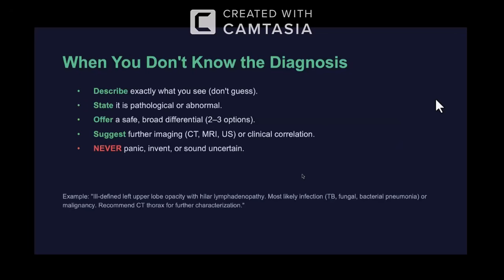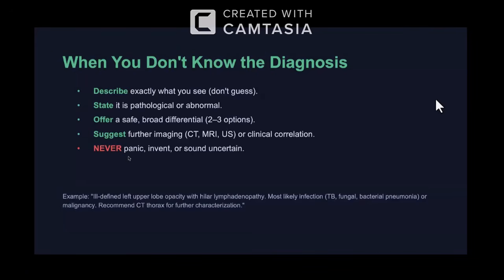So what do you do if you don't know the diagnosis? Describe exactly what you see and don't guess, follow the pattern like we were discussing so far, and state it's pathological or abnormal. Most of the cases that you get are going to be pathological or abnormal cases. Offer a safe broad differential. Like I said, keep only 2 to 3 options. Don't go beyond 3 differentials. Suggest further imaging, either a CT or an MR or an ultrasound, or a clinical correlation.